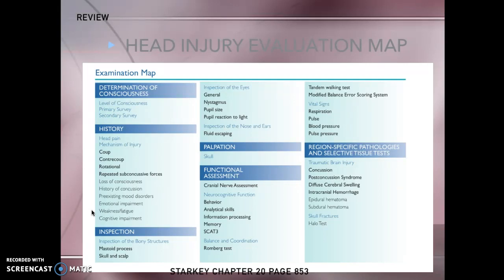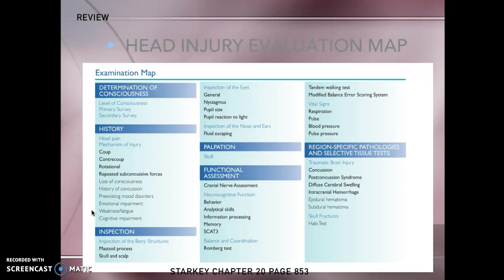So on page 853 in chapter 20 of the Starkey book, Starkey gives this examination map. If you look at the parts of it, we have already done our determination of consciousness when we did our on-the-field assessment. We've done level of consciousness using the Glasgow Coma Scale. We've done primary and secondary survey. And then, if the patient is conscious, what history are we going to take? What's our inspection, palpation, functional assessment, and then even a few region-specific pathologies and selective tissue tests.